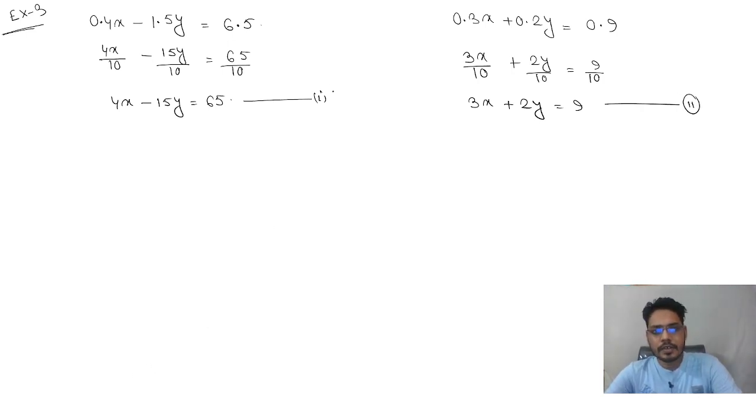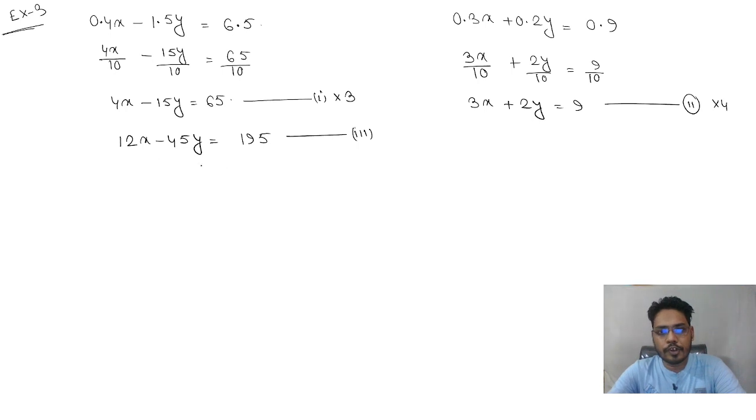That should be equation number 2. Now, as in the last two questions, we make the coefficient of y equal. Now we will just convert this equation to make x equal. So multiply by 3 and multiply by 4. It will be 12x minus 45y is equal to 195. Now this will be equation number 3, and equation number 4 will be 12x plus 8y is equal to 36.